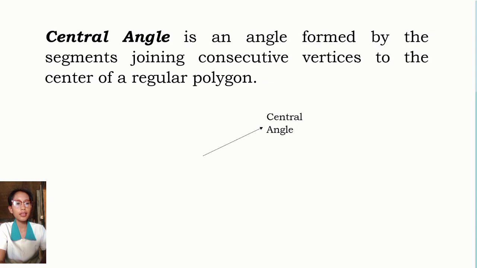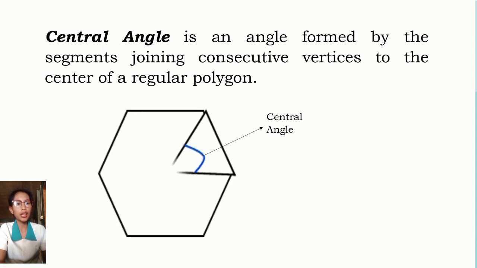Next is central angle. Central angle is an angle formed by the segment joining consecutive vertices to the center of a regular polygon. So, ito ulit yung example niya. So, parang sa pizza. Kapag hinati-hati mo yun, makaka-form siya ng angle. So, central angle is makaka-form siya dun sa gitna ng cut nating pizza. Yun yung example niya.